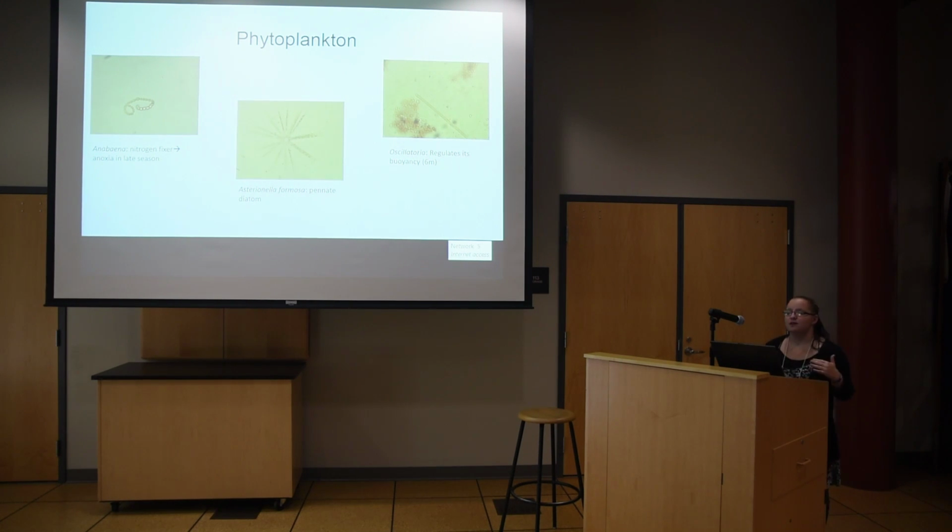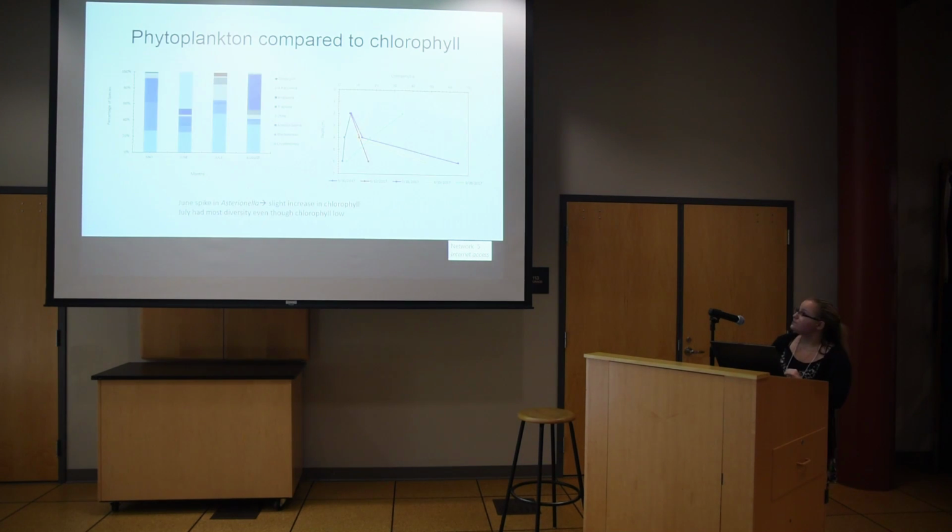So the 6 meter is like its happy place because it gets enough light coming down from the surface to do photosynthesis, but it also gets the nutrients coming up from the bottom of the lake. So you won't see it in like 2 and 4 meter depths, and then it'll spike in 6 and go back down again. I wanted to do a quick comparison of phytoplankton compared to the chlorophyll.